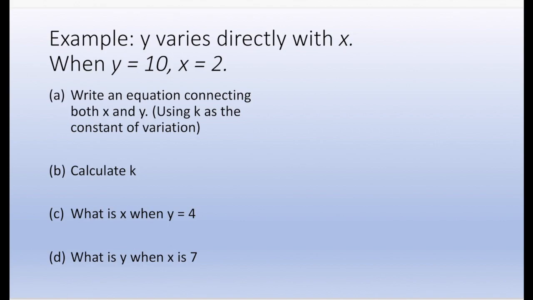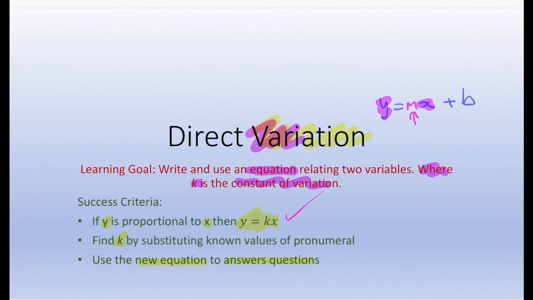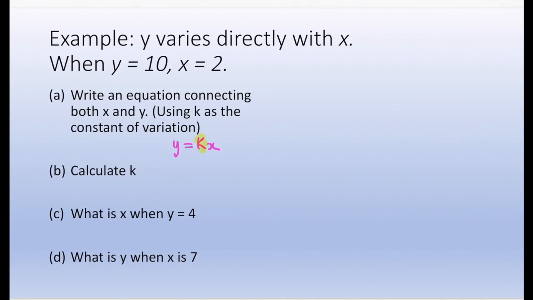Write an equation connecting both x and y and use k as a constant of variation. So I'm just going to go with the first one for my success criteria. I'm going to go, well, this connects with x, and there we go. Now k is just my constant, so I'm just going to leave it there. Now part B says calculate k. Okay, so the success criteria says that it will be substituting known values. Now there's known values here. It says that y equals 10 and x equals 2.